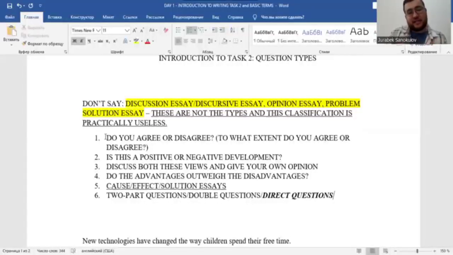So if the question asks, do you agree or disagree, it means that it's an agree or disagree essay. If the question asks, is this a positive or negative development, it's an is this a positive or negative development essay. If it's asking, discuss both these views and give your own opinion, it means that it's a discuss both views and give your own opinion essay. So you just look at the question, and that question will be your question type. That's easier and less confusing. If you learn this way, IELTS writing task 2 starts to make a lot of sense actually.